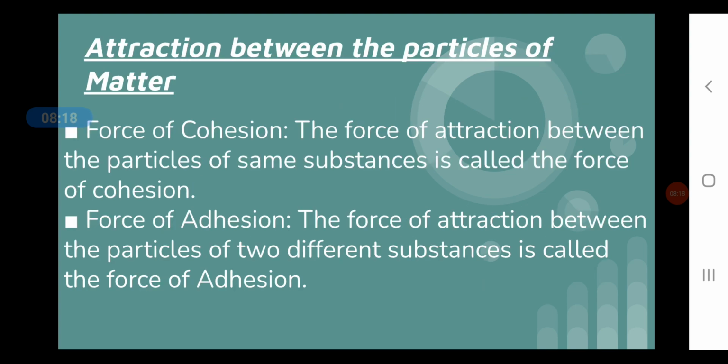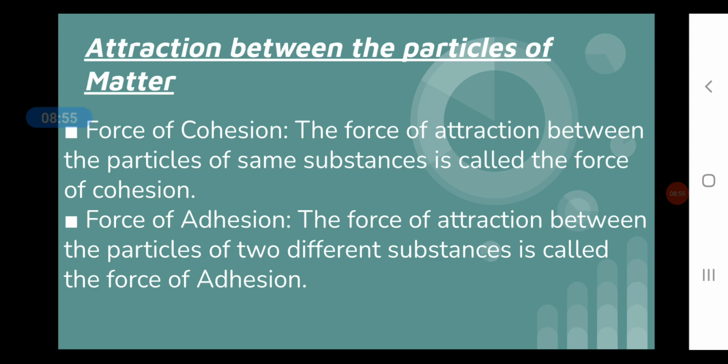Now, attraction between the particles of matter. There are 2 points, force of cohesion and force of adhesion. Force of cohesion. The force of attraction between the particles of the same substance is called force of cohesion. Like you take iron. The force of attraction between the iron particles is very strong. So we call it the force of cohesion.